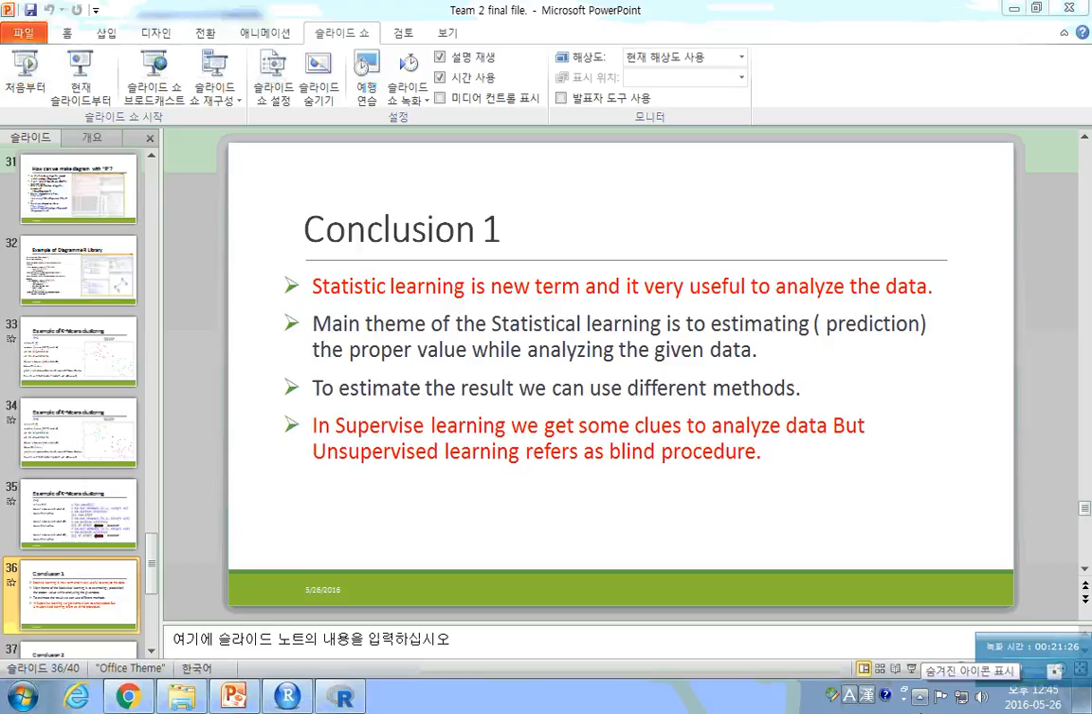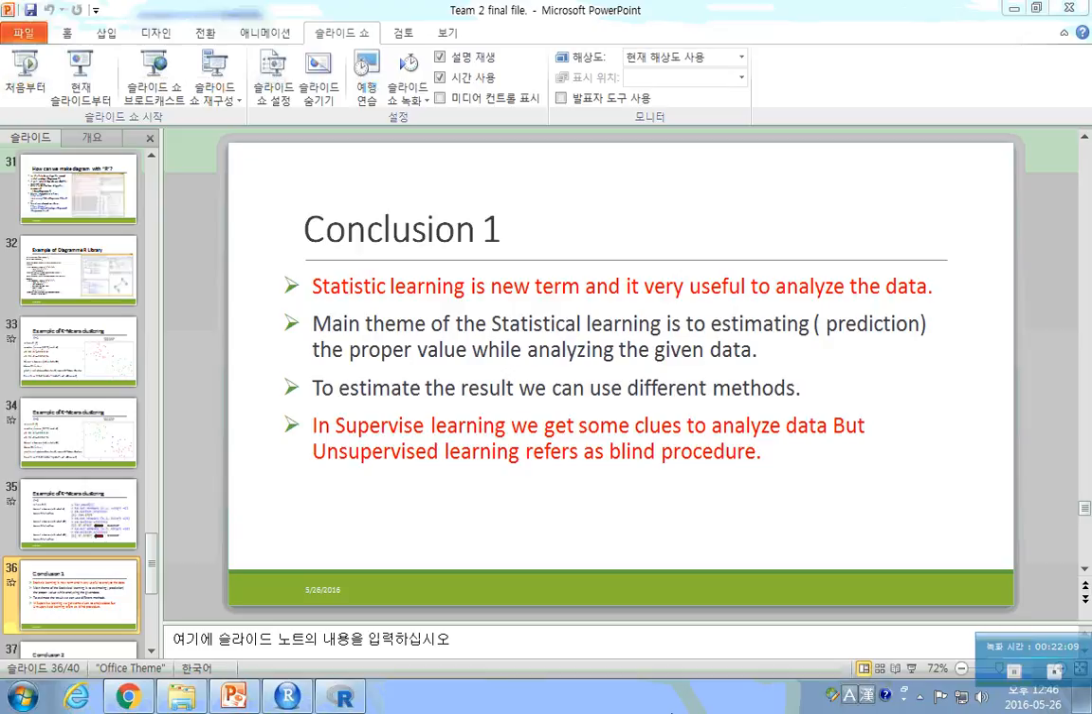Okay, the last part is the conclusion. As I have already mentioned, we use supervised and unsupervised learning in statistical learning. Mainly what we discuss here is prediction, like how to make our prediction strong, which kind of method we can use, and how. There is no dominating method in statistical learning. As I have mentioned before, t-test, parametric, non-parametric, what kind of test we can use depends on the data.